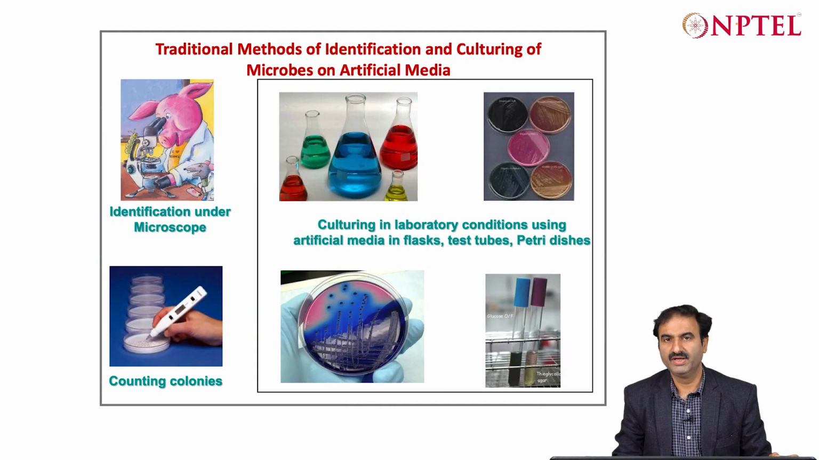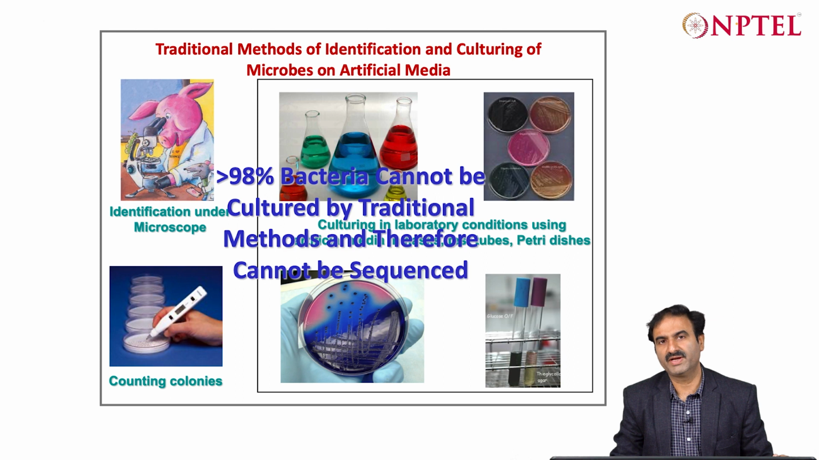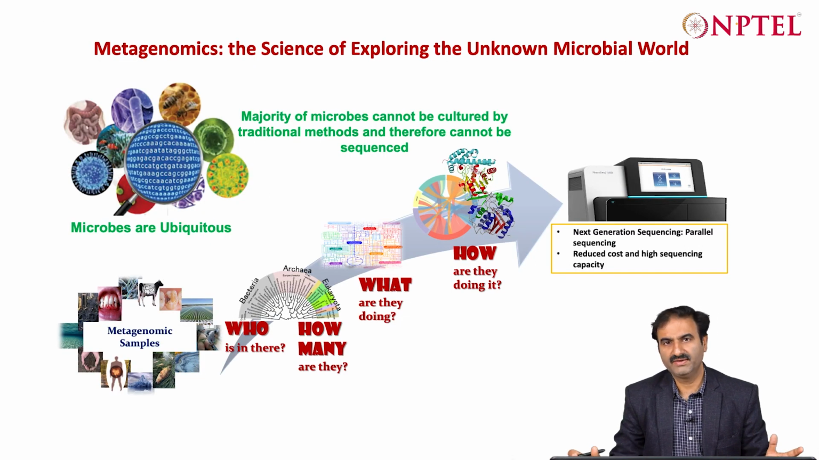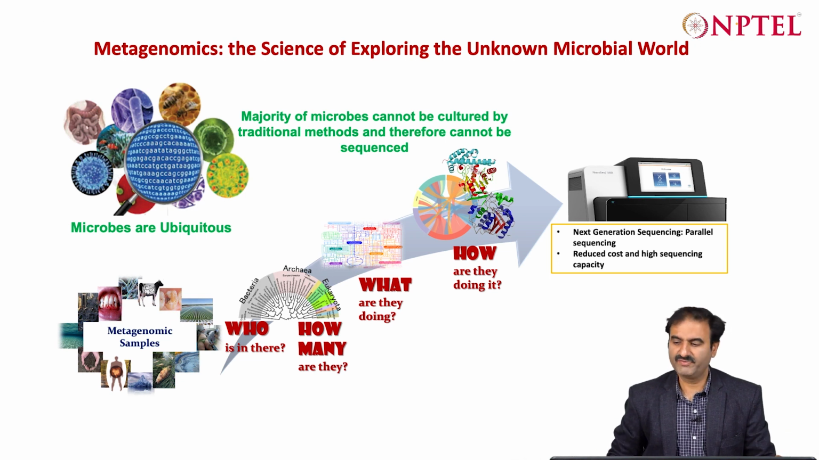The culture based techniques, which were the traditional methods like looking under the microscope, identification by gram staining or culturing, are not possible here, because 98% of microbes cannot be cultured by traditional methods. We have to employ a metagenomic based approach, as we discussed in the previous classes. Metagenomics helps you understand what is there, how much is there, and what they are doing in that location. So basically the identity, their numbers, and also their function. For this we use sequencing as the main approach.